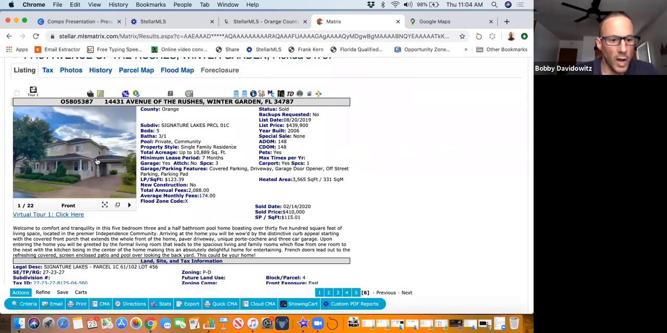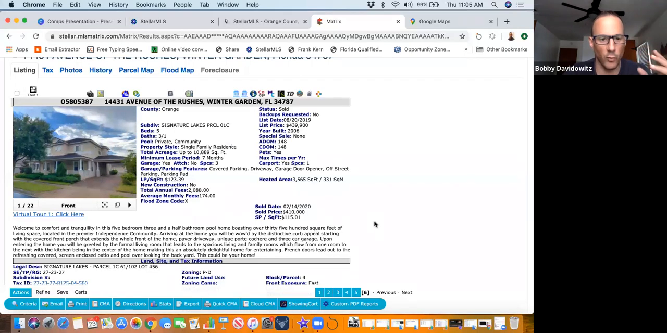Out of curiosity, I want to see where this property was priced initially. It took 148 days to sell. So once again, we're just detectives here right now. We're looking at these clues and we're saying to ourselves, okay, why did this take 148 days to sell?